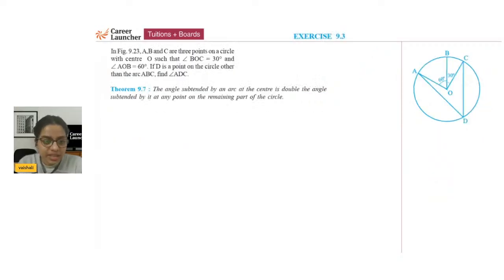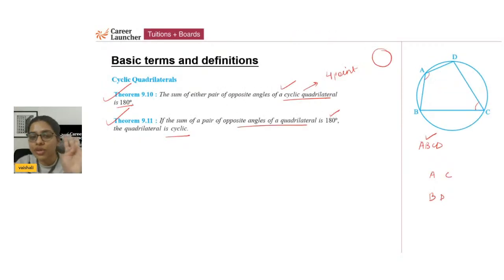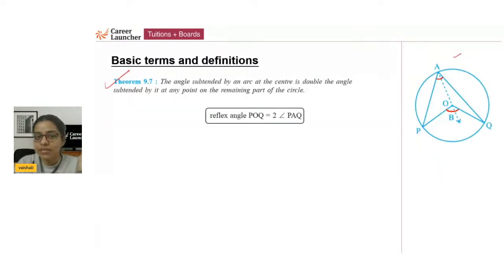The next thing is the exercise. So there are in total 4 points that you must remember. Let's just summarize them. That your reflex angle POQ is twice the inner angle, which is PAQ.